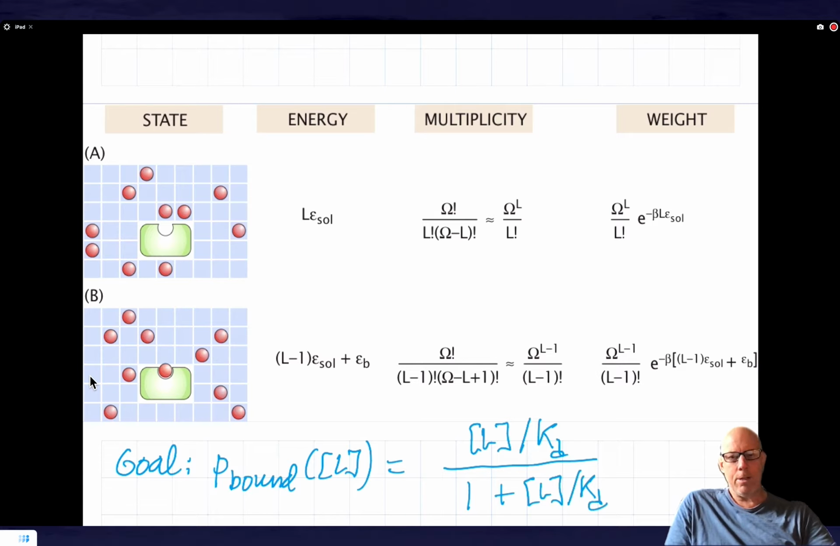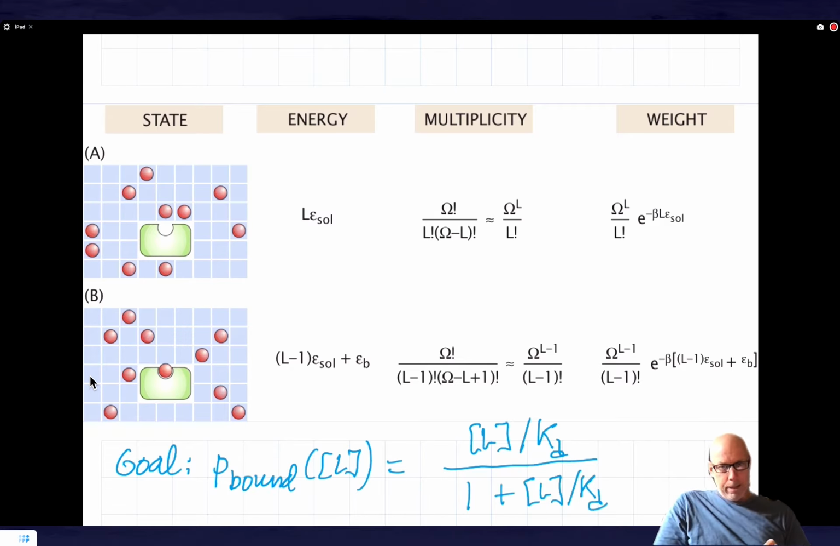What I'm going to do here is I'm going to redo this calculation, but now from the point of view of the chemical potential. Prior to that, let me at least give an overview of how we can use the statistical mechanics protocol in order to compute this probability of binding. Let's just take a look at this. So I claim there are two categories of states.